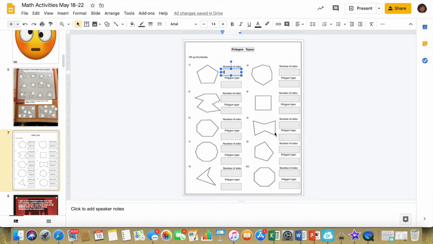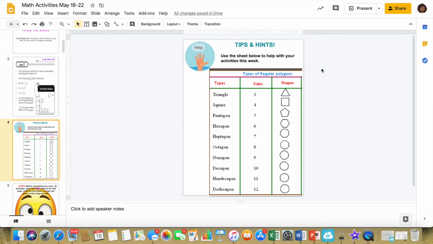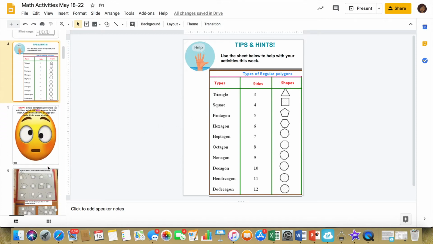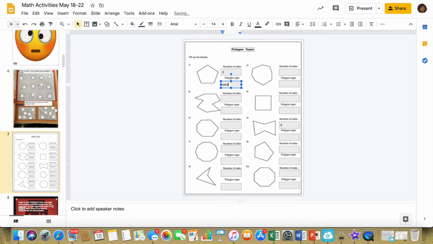1, 2, 3, 4, 5, 6, and then I would put a 6 right here. Now, it also wants to know the polygon type. That means the polygon name. So if you can't remember what the name of a 5-sided polygon is, you come back to your tips and hints. You find the number 5. Oh, that's a pentagon. Okay, so I'm going to go back to the sheet and I'm going to write pentagon.